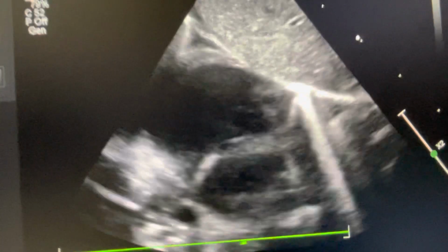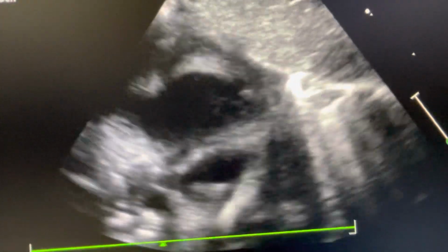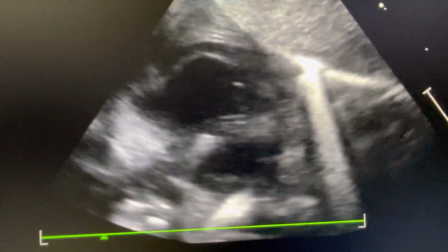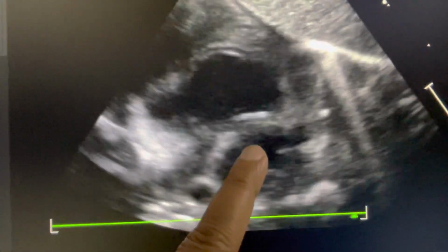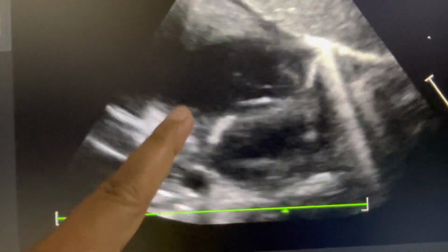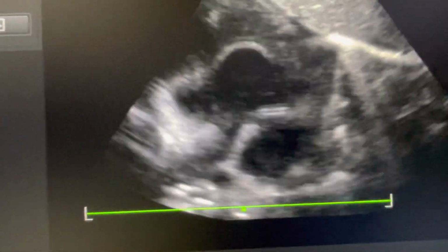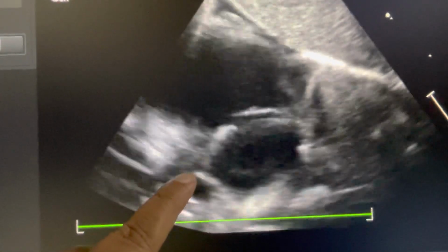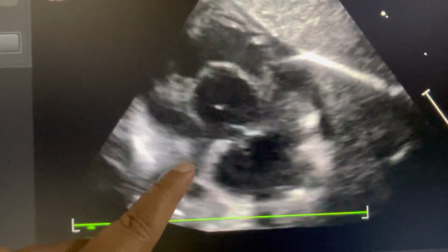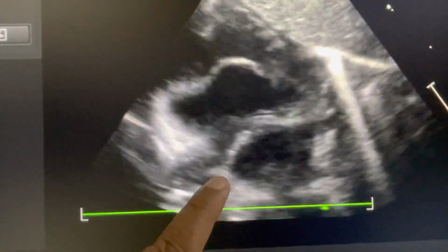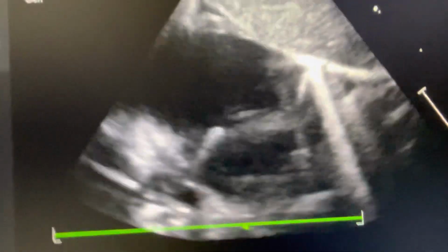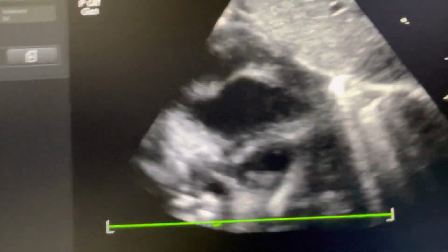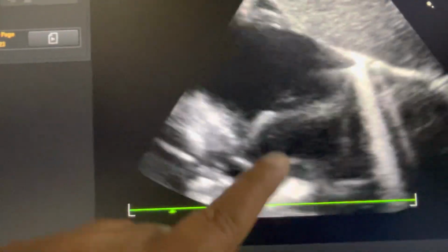This is next image. It shows how you can see the ASD. ASD is there. This is left atrium. This is right atrium, and that is ASD. This is the superior vena cava. This is right pulmonary artery. So mainly you see this is right atrium and left atrium, and then ASD.